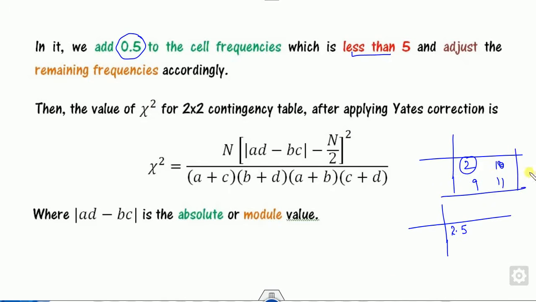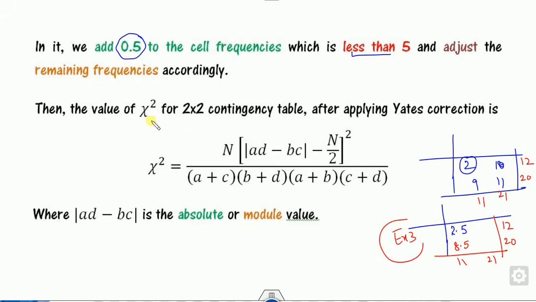the totals of the first lines, these are my totals, remain the same in this table. So we adjust the values in such a way that now it's 2.5, now it's 8.5. We will see a couple of examples. In example number three, we will see this case.